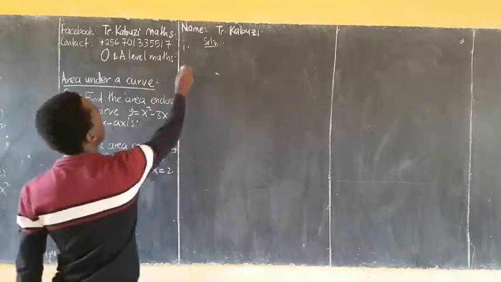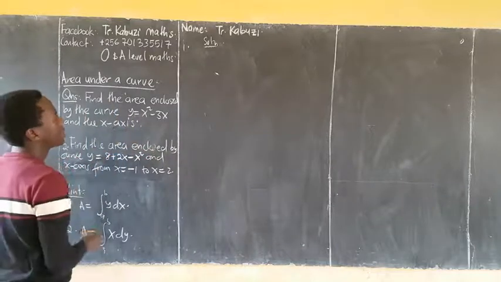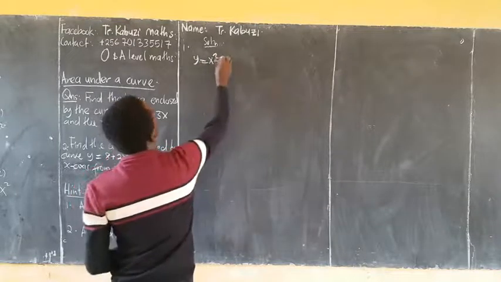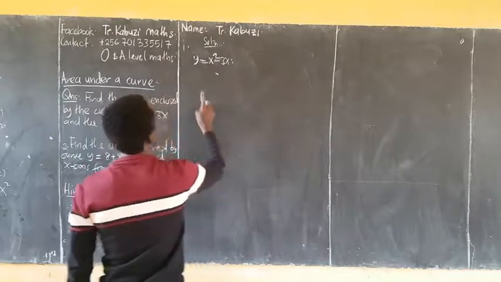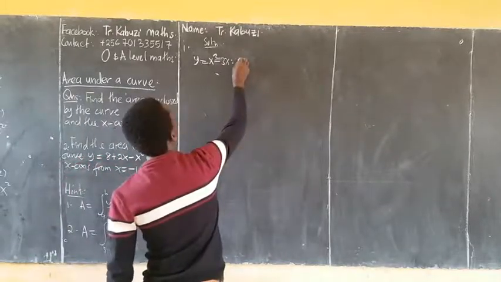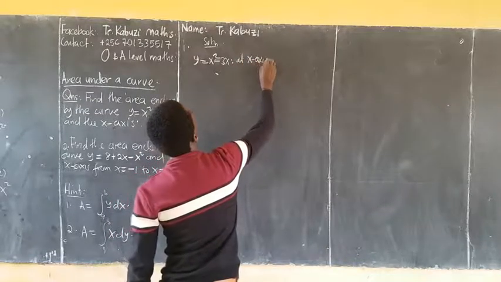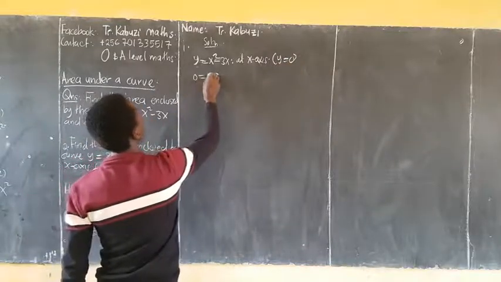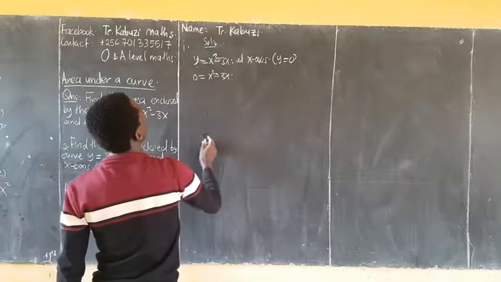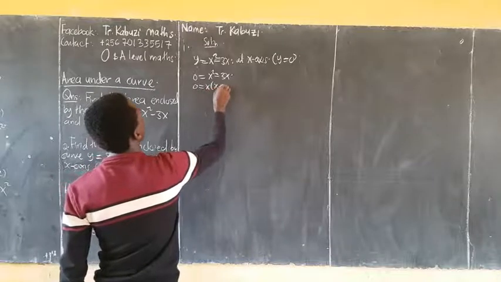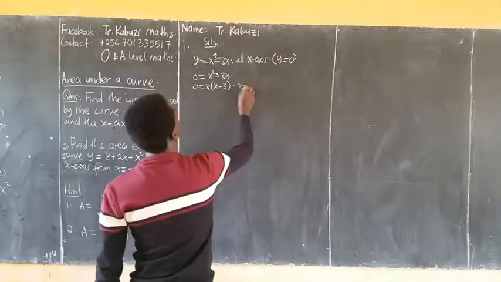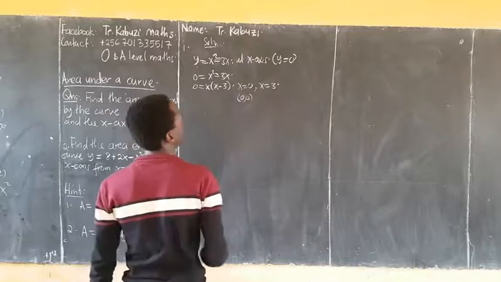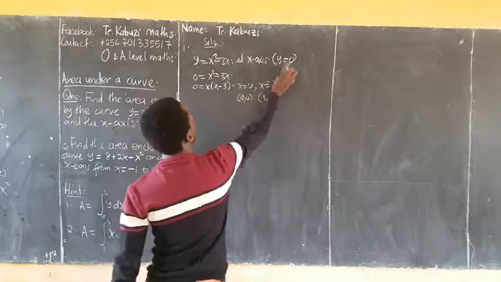Now, in question one, you see that I'm not given limits. If I'm not given limits, I can calculate those limits myself. The curve is y = x squared minus 3x, and it is going to intersect the x-axis, where y is 0. Putting in 0, x squared minus 3x, and factorizing out x, I have x(x minus 3). So my values are x equal to 0 and x equal to 3, and the points of intercept are (0, 0) and (3, 0).